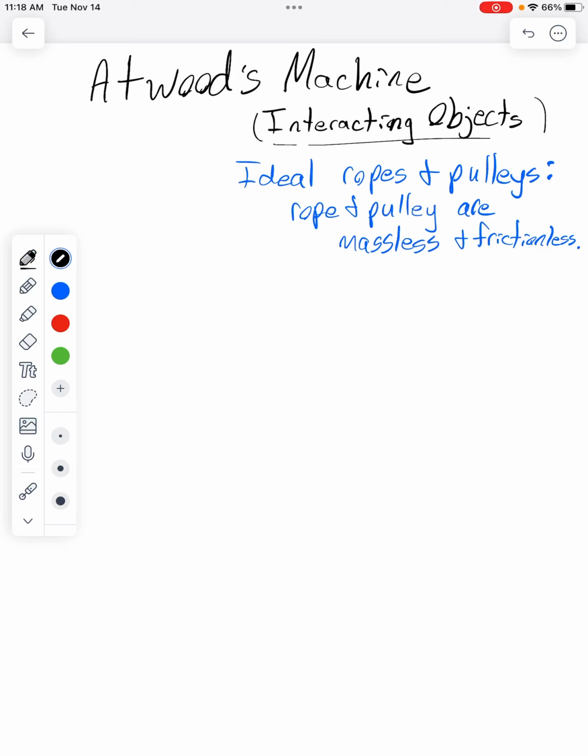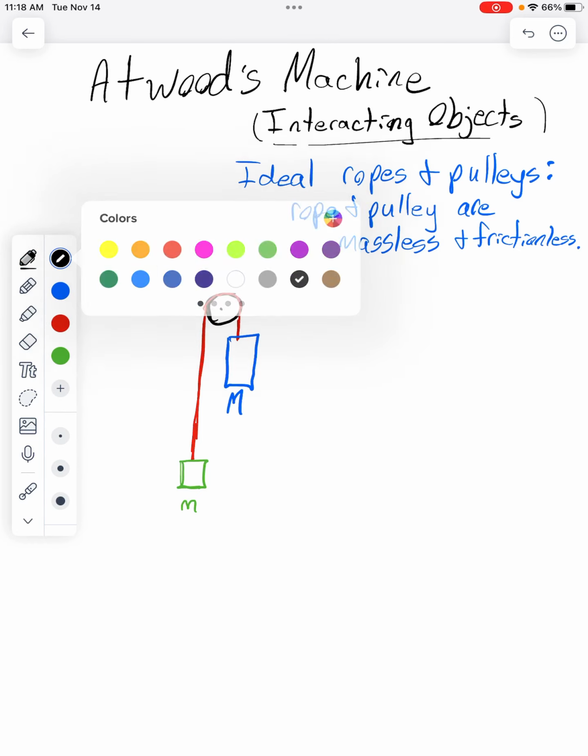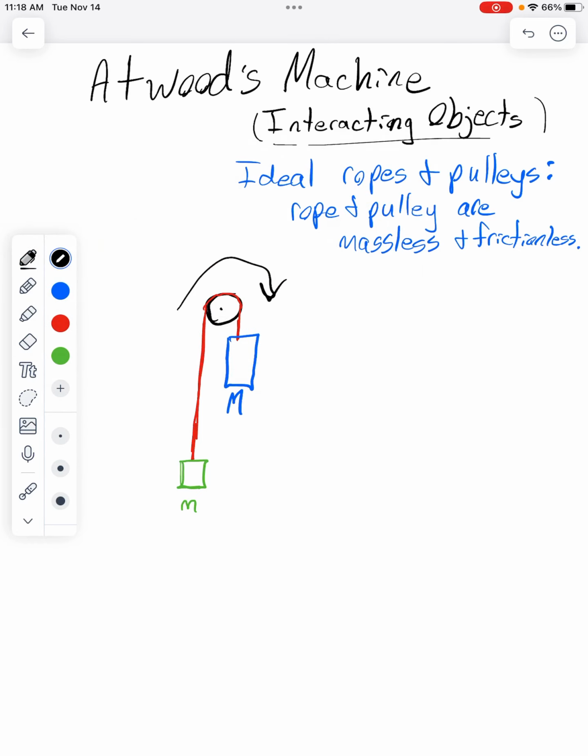So this is Atwood's machine. We've got a pulley here, and we've got a rope here, and that rope goes over the top of the pulley. And then we have two masses. We're going to have a smaller mass that we're going to call little m, and a bigger mass that we call big M. And as you might imagine, if there's a heavy mass on one side and the light mass on the other side, this is all going to go this way.